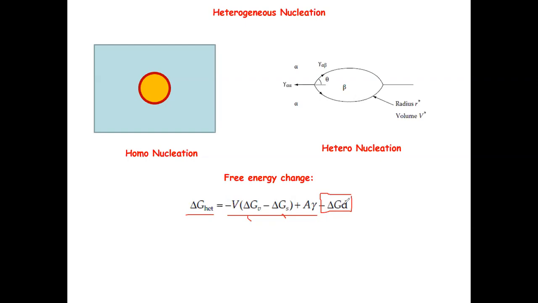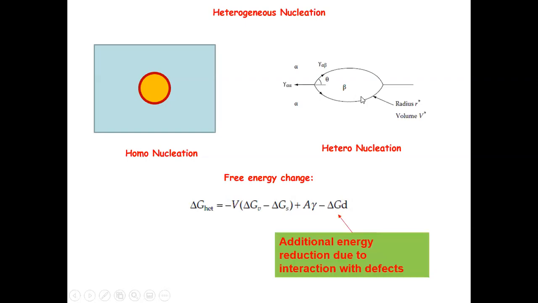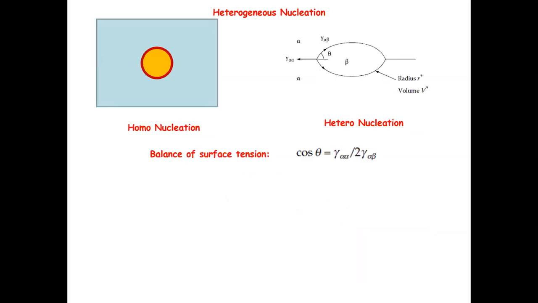Okay, so that's the actual term. Again, this is a general consideration. We need to make this concrete. So we just work with, again, a nucleus which is derived from a spherical cap. This is additional energy reduction due to interaction with defects. So now what we're going to do is we want to do some mathematical analysis for the system.